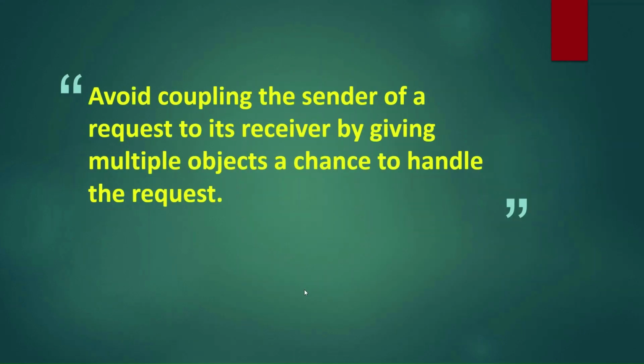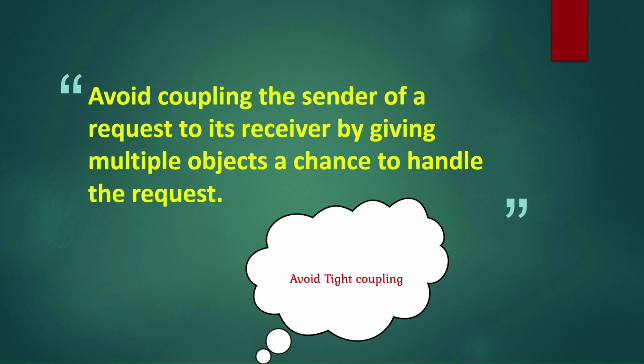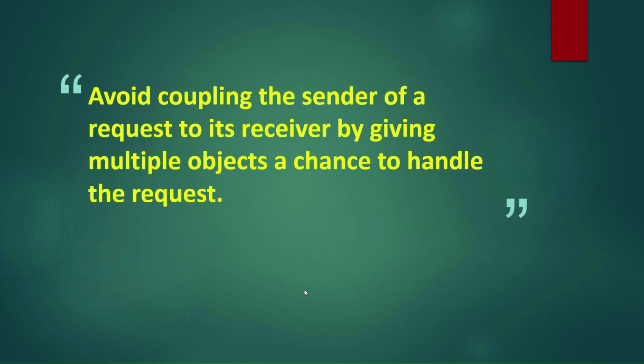What is the definition of the chain of responsibility? Avoid coupling the sender of the request to its receiver by giving multiple objects a chance to handle the request. So the first thing is we are avoiding coupling the sender of the request to a particular receiver, because any of the receivers can receive and handle the request.